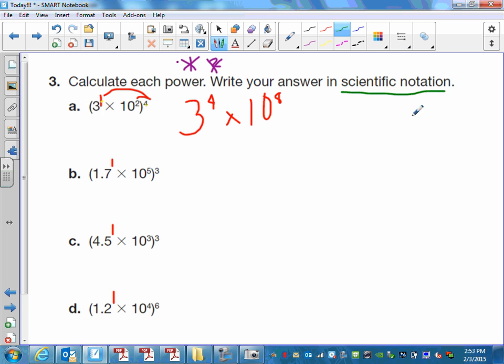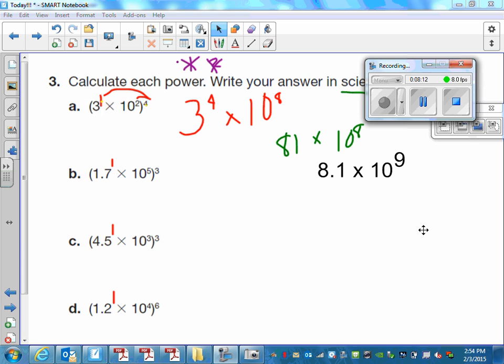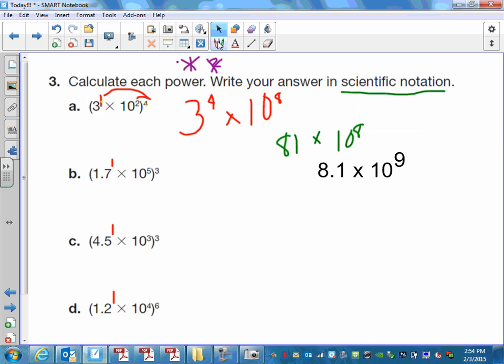3 to the 4th means 3 times 3 times 3 times 3. 3 times 3 is 9. Times 3 is 27. Times 3 is 81. All right, so 3 times 3 times 3 times 3 was 81 times 10 to the 8th. Well, 81 is too big of a mantissa, so we would change 81 to 8.1. If we do that, we have to add 1 to our 8 here. So it would be 8.1 times 10 to the 9th.